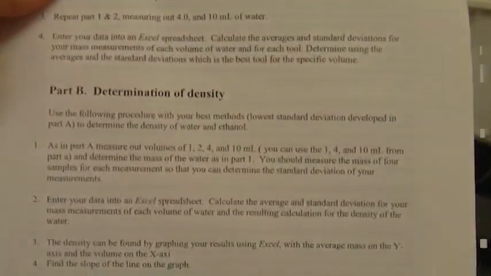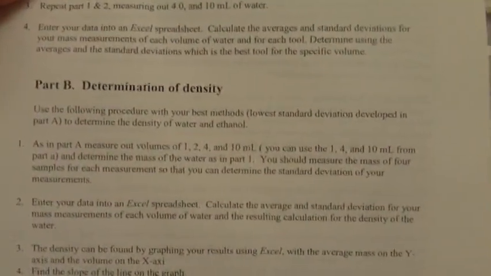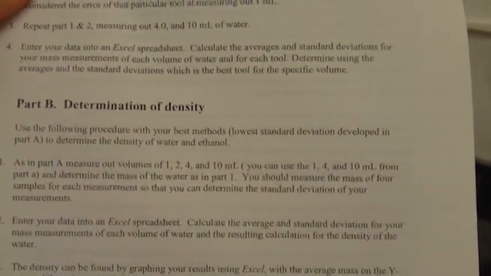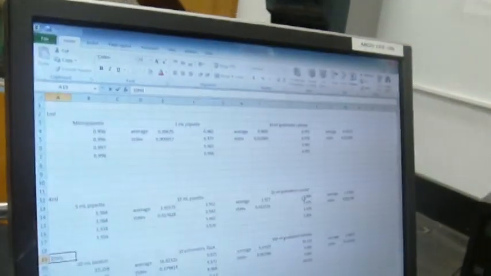All right, now, in this next step, part B, determining the density of water, as in part A, it says there in 1, measure out volumes 1, 2, 4, and 10. So we need to have a 2 milliliter. Which one are you going to use for 2? I could probably use the 1 milliliter micropipette and just aliquot 2 milliliters instead of just 1. Okay, excellent. So he's going to use the 1 milliliter micropipette and aliquot it twice.